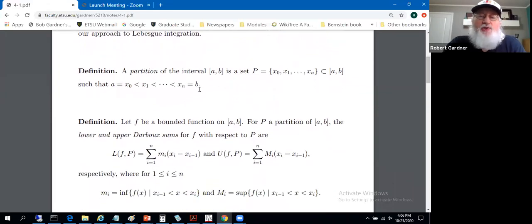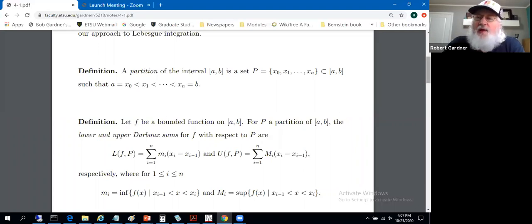So we'll start with a partition of the x-axis. A partition of the interval [a, b] is a set x sub 0 through x sub n, a collection of points from the interval from a to b, where the first, x sub 0, equals the left-hand endpoint a, the last, x sub n, equals the right-hand endpoint b, and the index indicates the order of the points as they're laid out along the real line, and the points are distinct. The x sub 0 through x sub n are distinct as well.